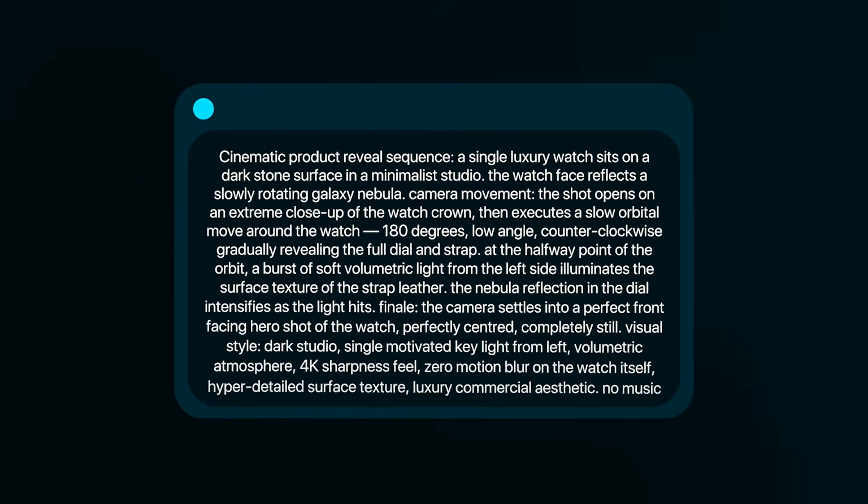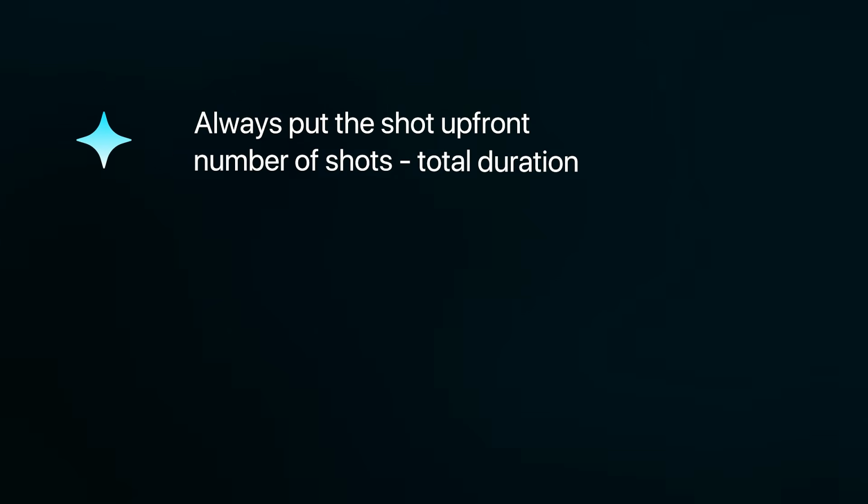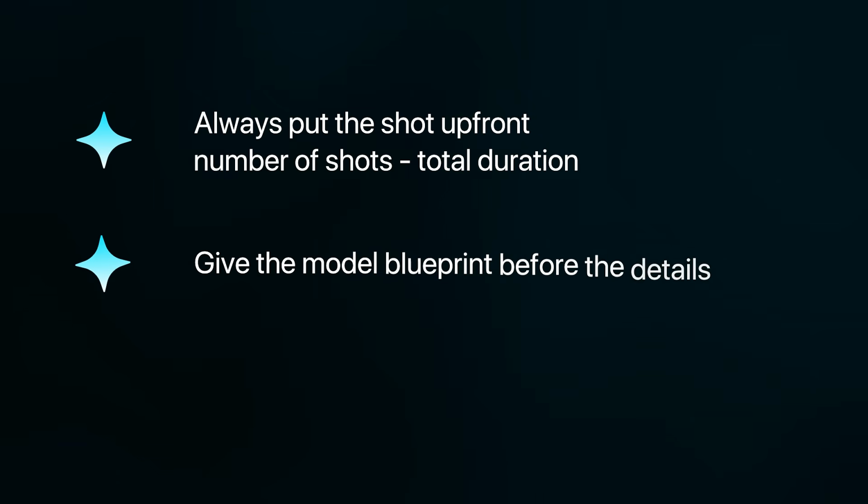Never go above 260 words. The model starts ignoring everything at the end of a long prompt. You write 300 words. It reads maybe 200. Always put the shot structure up front. Number of shots. Total duration. Give the model the blueprint before the details.